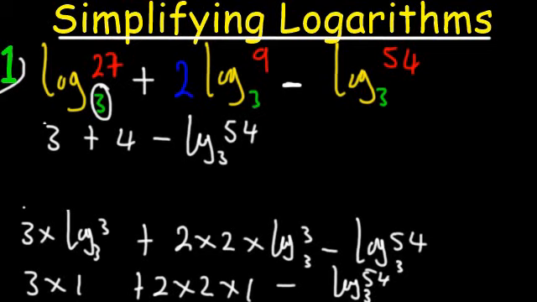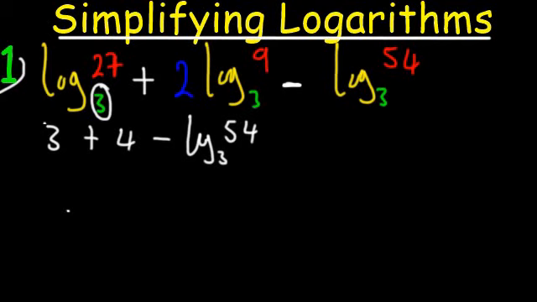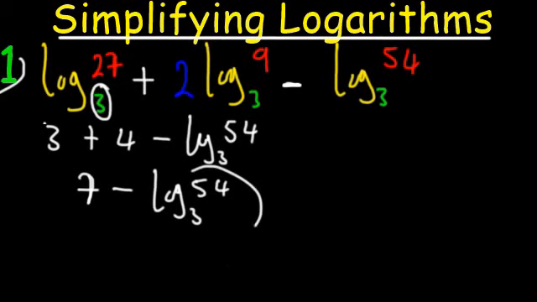Now what should we do in this case? Let's try to sum 3 and 4 together, and that's simply equal to 7. So what is left over is 7 minus log of 54 to the base of 3.